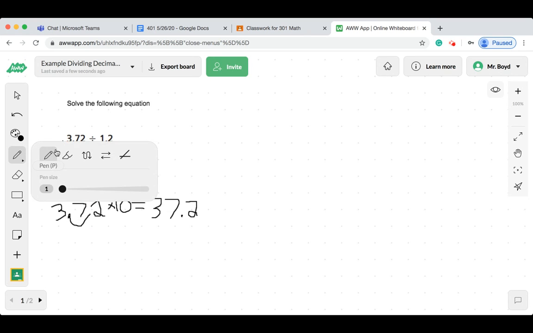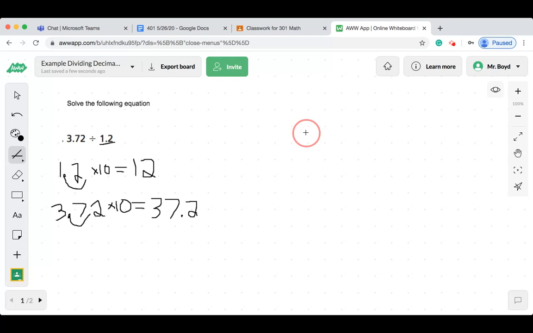So now I can set up my equation. And again, remember, our dividend goes inside the bar, so it'll be 37 2/10 divided by 12, because now I have my divisor as a whole number. And before I start to divide, I will move my decimal point straight up into my answer. Now, when we divide, it's important that we pay close attention to place value, because it will change the answer.